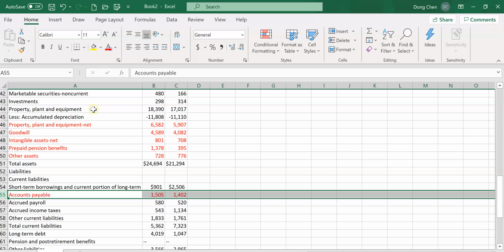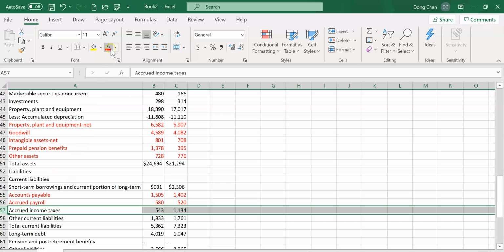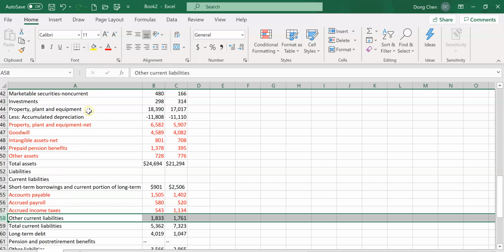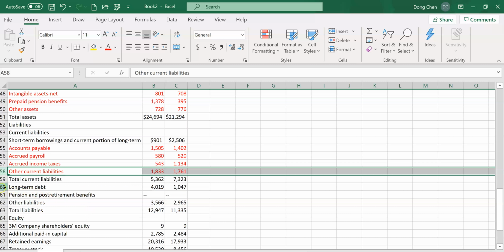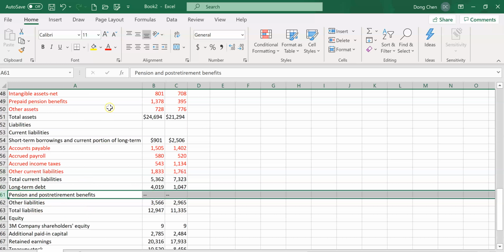Accounts payable, this is operating related. Accrued payroll, operating. Accrued income taxes, operating. And other current liabilities, operating as well. And long-term debt, this is not. This is financing related. And pension and post-retirement benefits, this relates to employees as well. So this is also operating.